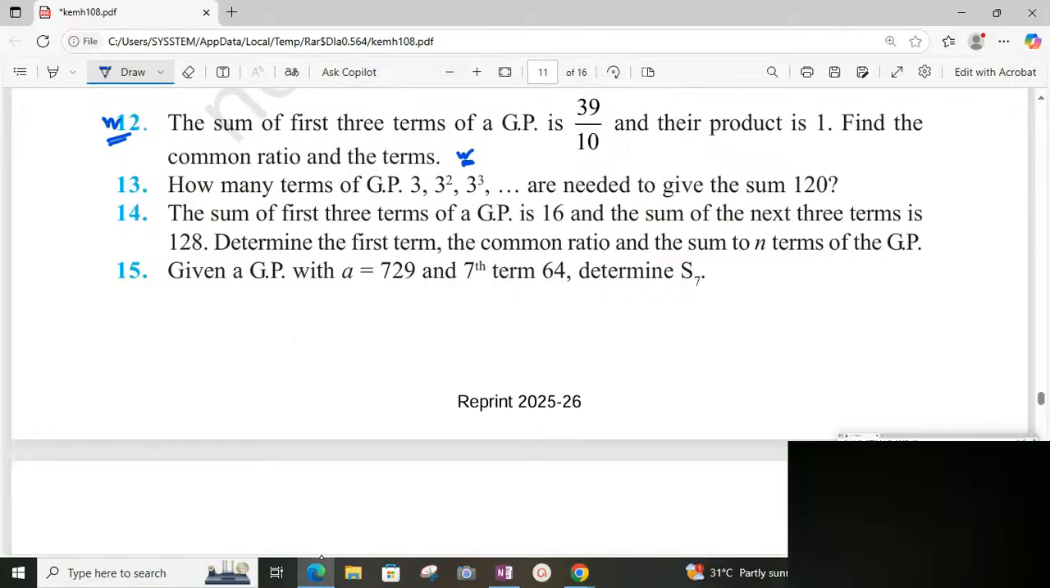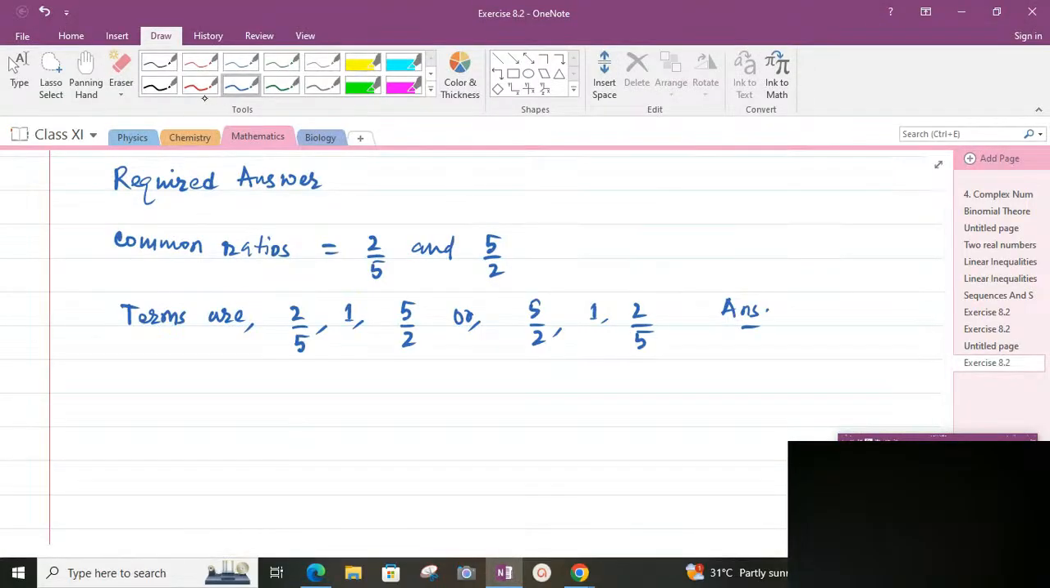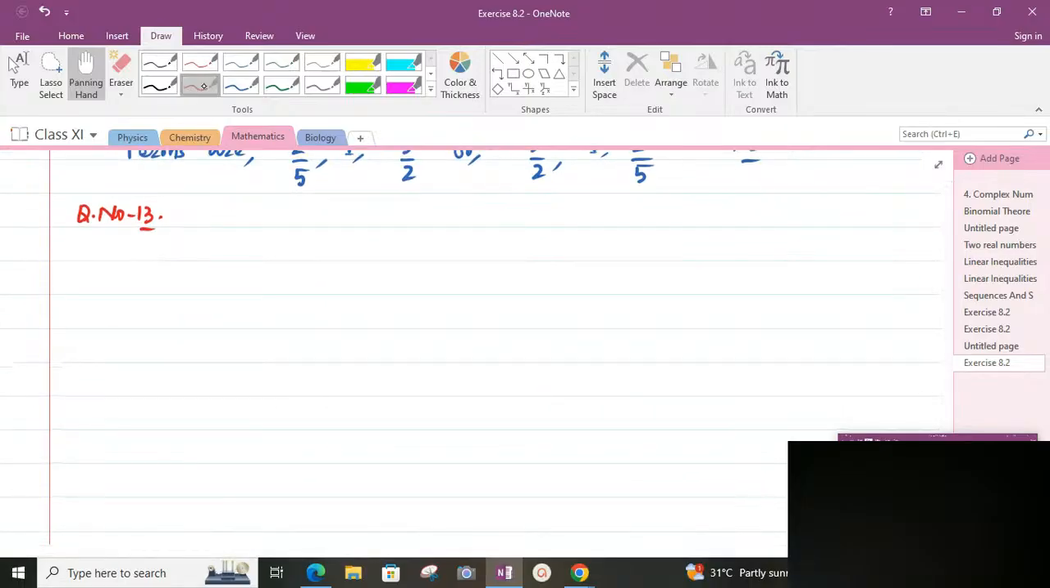This is question number 13. How many terms of GP 3, 3 square, 3 to the power 3 are needed to give the sum of 120? So let's see the solution. Question number 13.